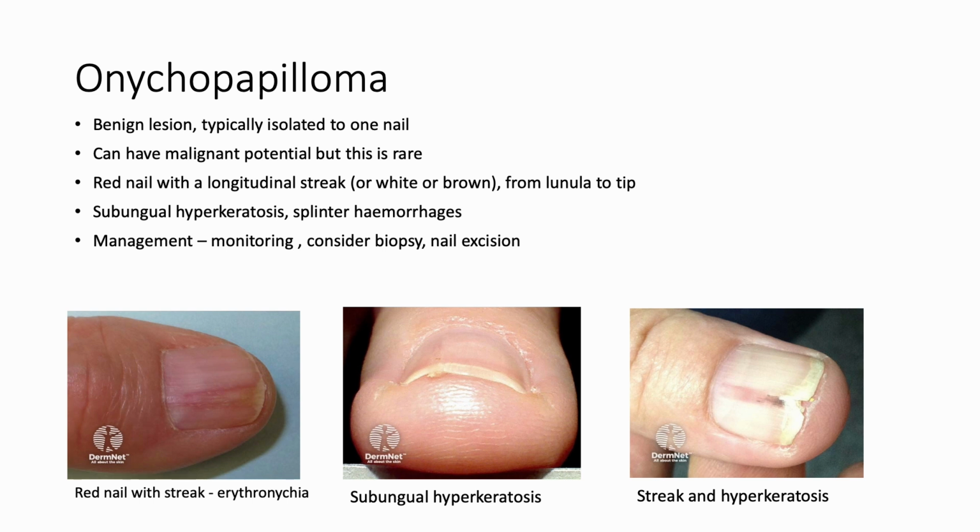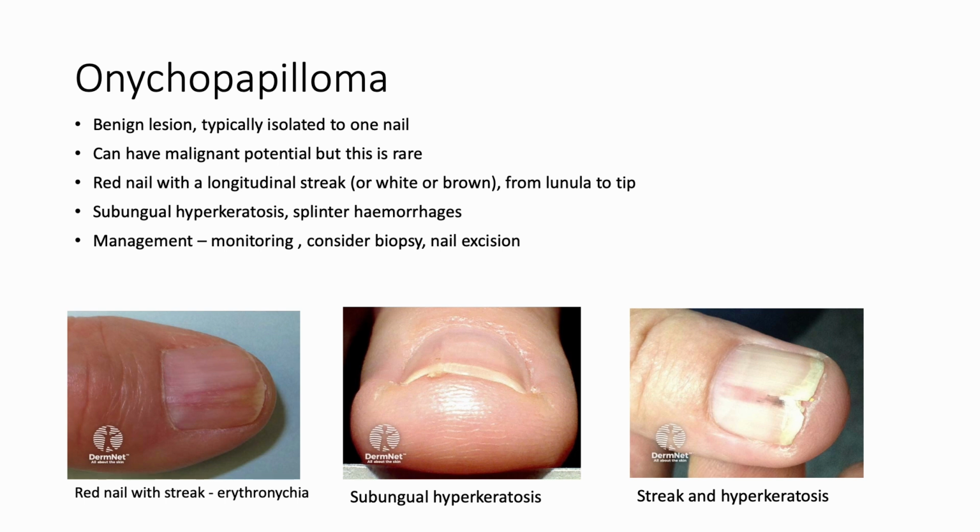Onychopapilloma. Onychopapilloma are benign lesions of the nail matrix, which affect mostly one nail in isolation and rarely affect multiple nails. In very, very rare circumstances, they can have malignant potential. However, in general, they are benign. They are very rare and are mostly limited to adults in middle or older age.